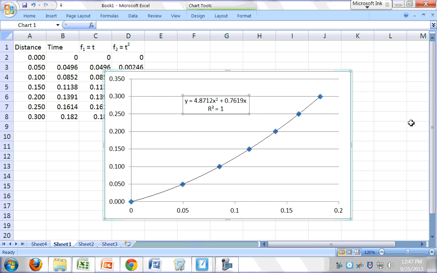So Excel can give you the numbers you want. What is the coefficient of x squared? C2 is 4.87, right? And what is C1? 0.762. Now, note that by default, Excel just puts up numbers that may not have the right number of digits. So you need to fix this up. So what you do is you click on it, you can edit it. Okay, so now it's not really y you're plotting, it's d, right? And what is 4.87?